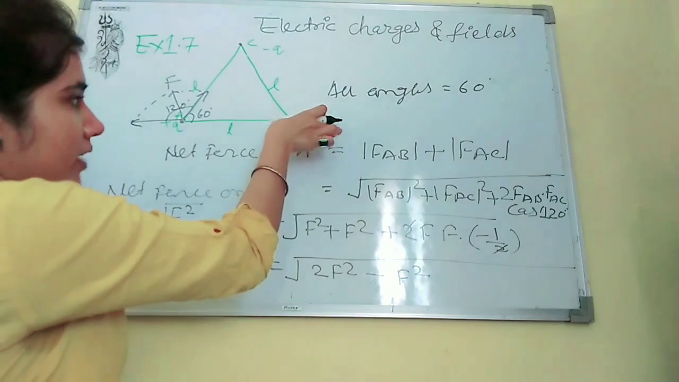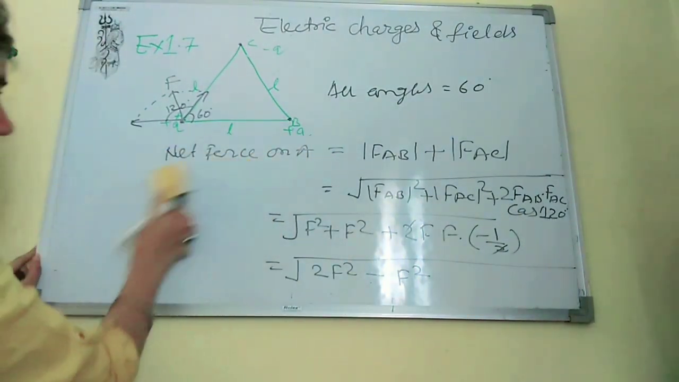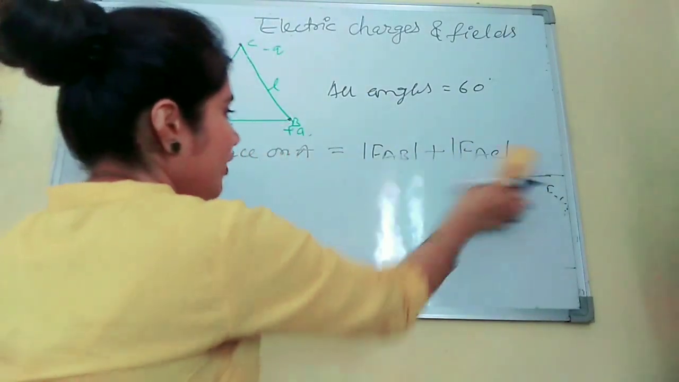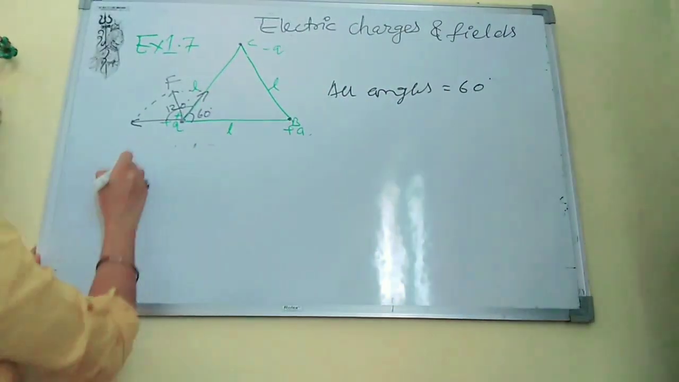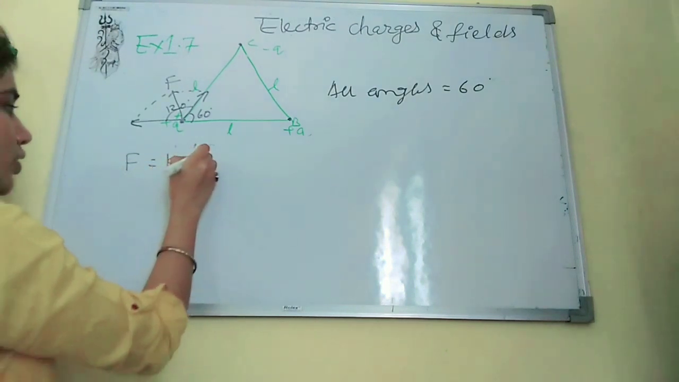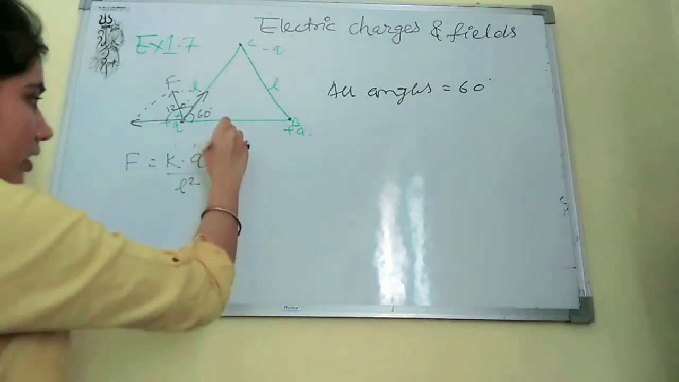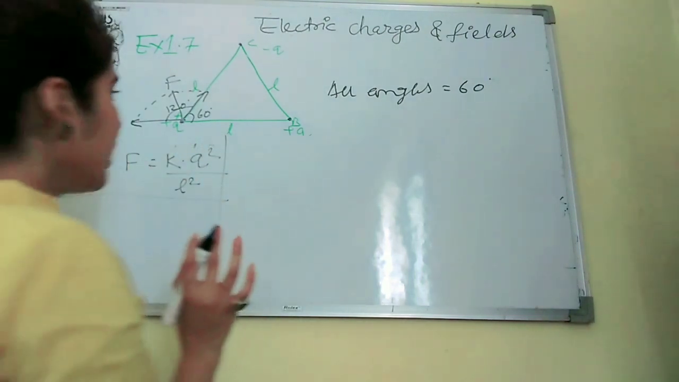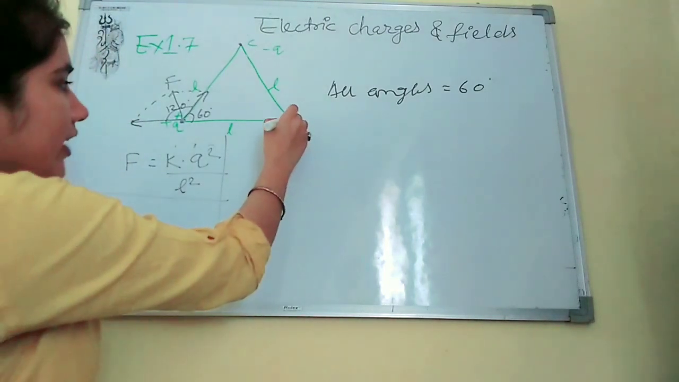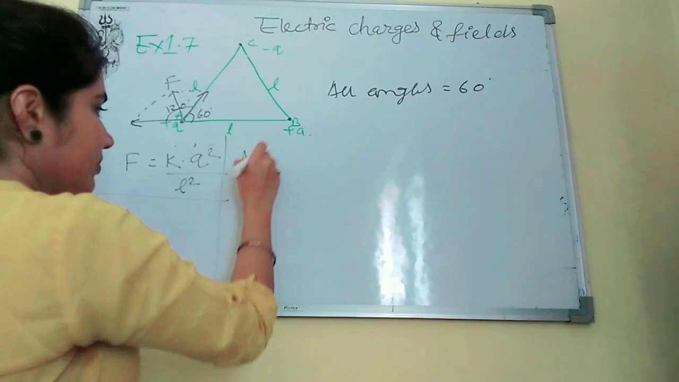Now similarly we will find the force on point B. And what is the value of F? That is K into Q square upon L square. Okay, you just remember this value which we have already found. Now we will find out the force on point B.